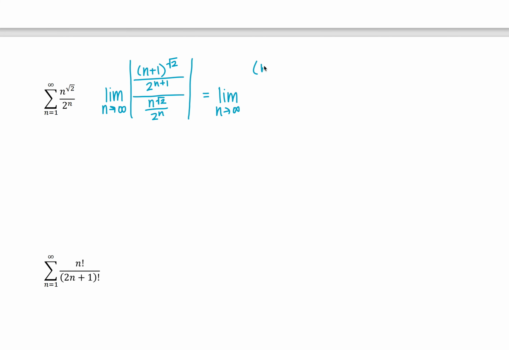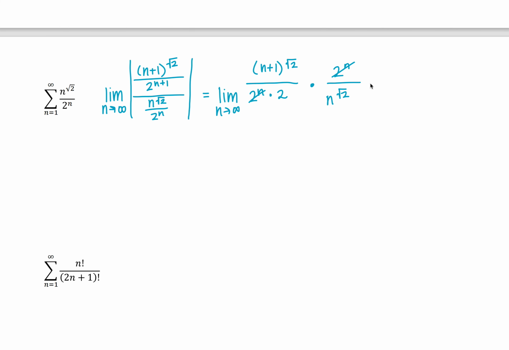So I've got n plus 1 to the square root of 2 power over the 2 to the n plus 1. I'm going to write as 2 to the n times 2. And then we'll flip the denominator, so we have 2 to the n over n to the square root of 2 power. The 2 to the n's are going to cancel. So what I'm left with is n plus 1 to the square root of 2 over 2 times n to the square root of 2. I'm going to rewrite this a little bit.